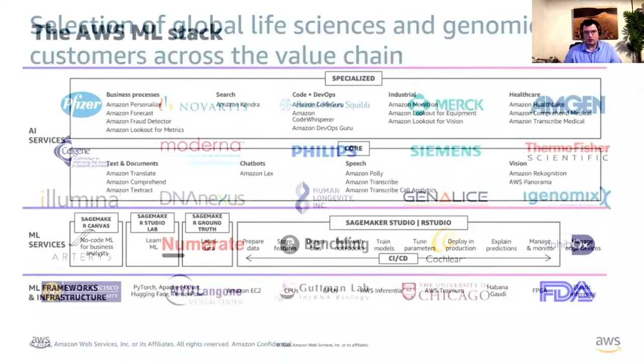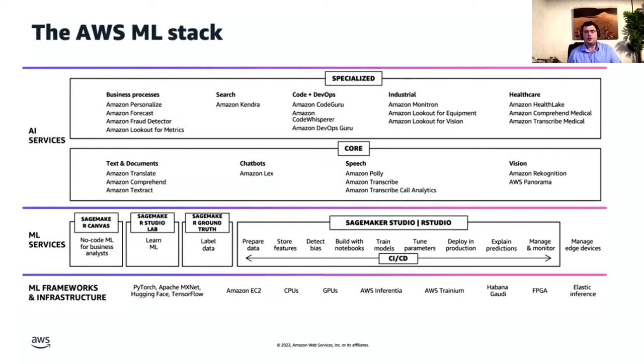Before doing that, though, I did want to first mention, because it provides context of how we see life science companies who are leveraging AI ML, the AWS ML stack. And I'm showing here a diagram of how this works. This is essentially a visualization of the different ways machine learning and artificial intelligence can be used by life science and healthcare companies, and even outside of those industries as well.